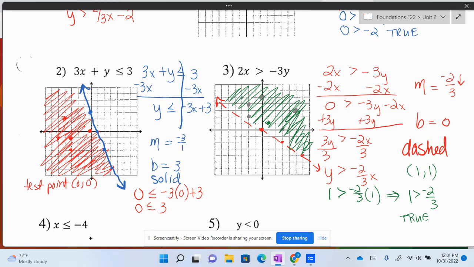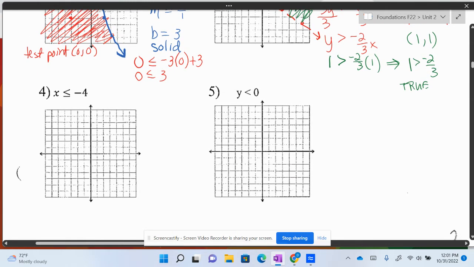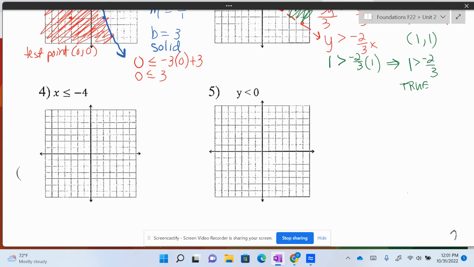Okay, let's do it again. What kind of a line is this? It's going to be a solid line, yes. What else is it going to be? It's going to be vertical. Who said that? Good job. So I'm going to go to where negative 4 is on the x-axis, and I'm just going to put a solid vertical line.